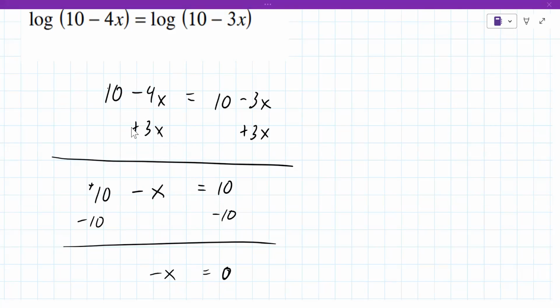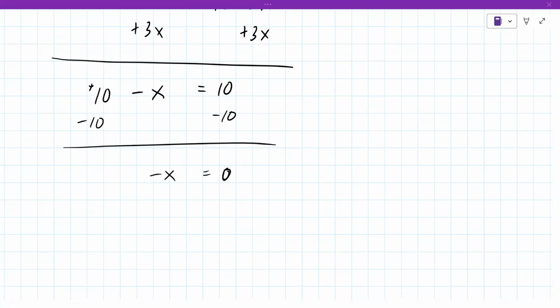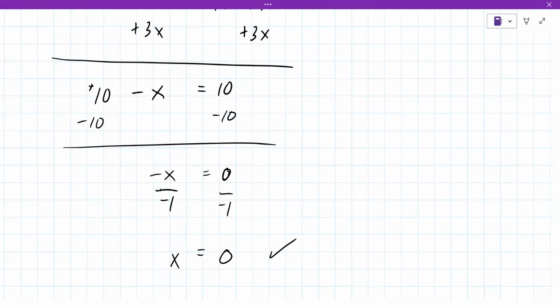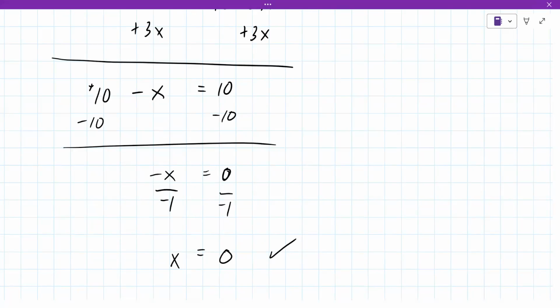Is that the final answer? Nope, we have to get x by itself. You have to undo this negative. So that means we're dividing by -1, which means x equals, still 0. Good. Lovely. Let's try another one here.